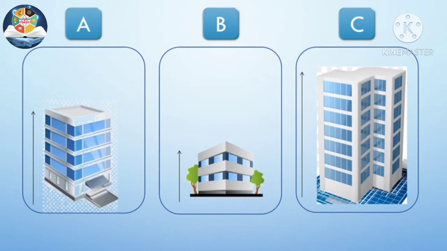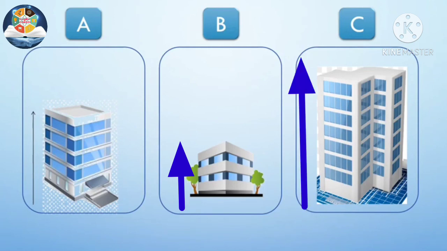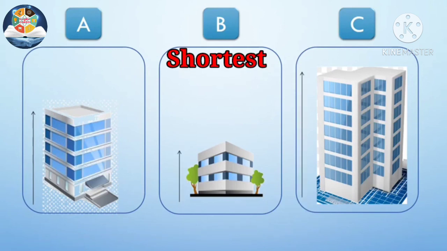In this picture, there are three buildings. The height of the building in box B is less than the heights of the other two buildings. And the height of the building in box C is more than the heights of the other two buildings. So, the building in box B is the shortest and the building in box C is the tallest.